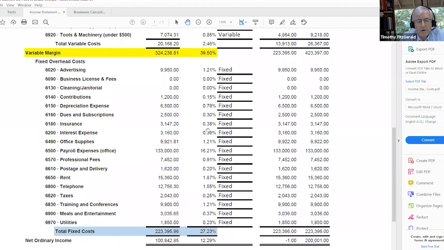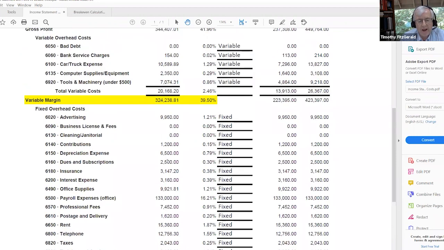Then below here are our fixed overhead costs. And again, I've sorted this so that it works out this way, but you've got to go through your whole chart of accounts and your whole income statement to see what is really fixed versus variable. So I'm assuming these are all fixed. So we come on with total fixed cost.